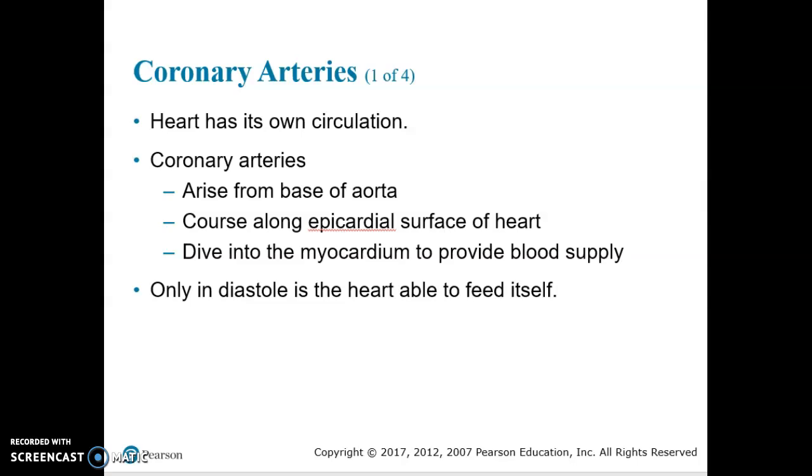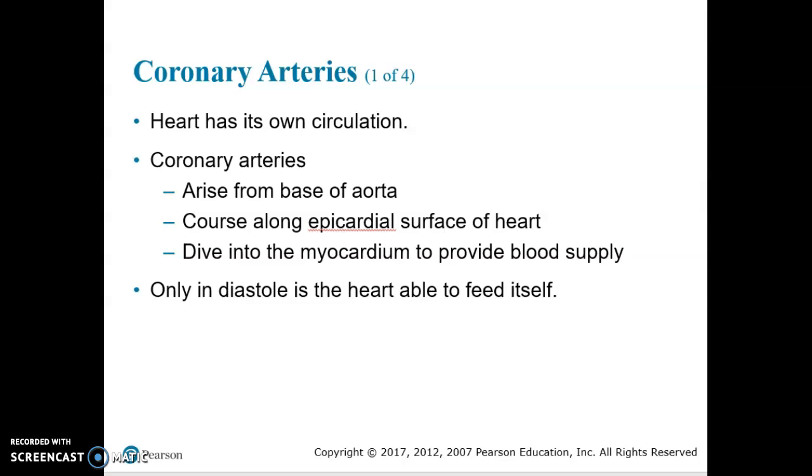The myocardium receives its blood supply during diastole, and it receives it during diastole because at this point in time, that's when the heart is resting and filling. So it can't receive its blood supply when the heart is contracting. It gets its blood supply when the heart is actually in the resting phase. So this is also called the coronary circulation.